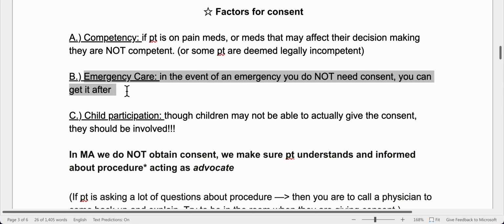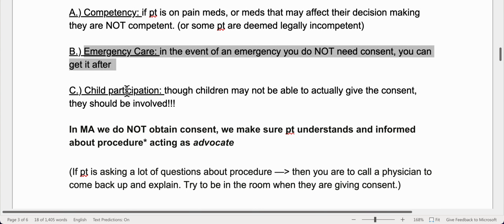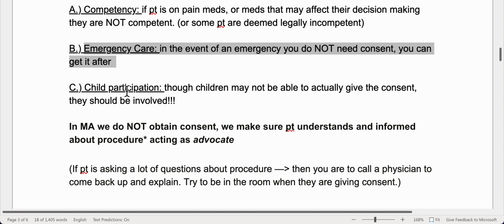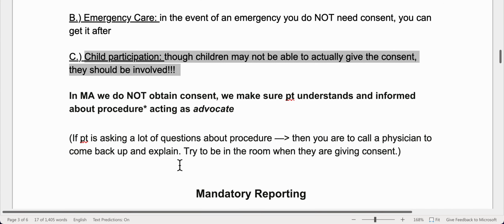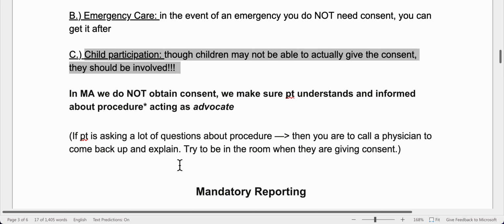Competency. If the patient is on pain meds, or meds that may affect their decision-making, they are not competent, or some patients are deemed legally incompetent. Emergency care. In the event of an emergency, you do not need consent, you can get it after. Child participation. Though children may not be able to actually give the consent, they should be involved.